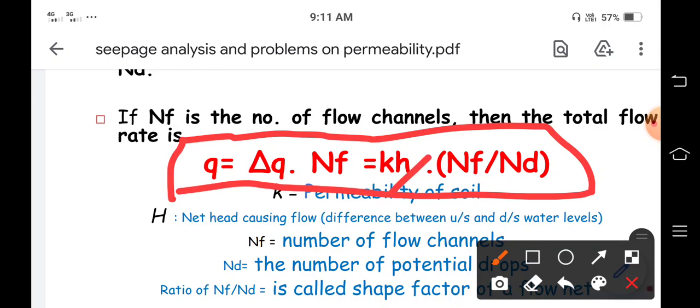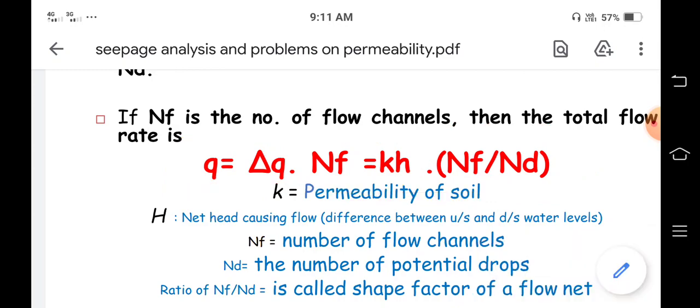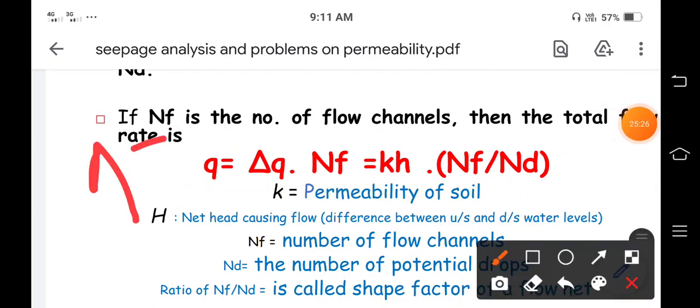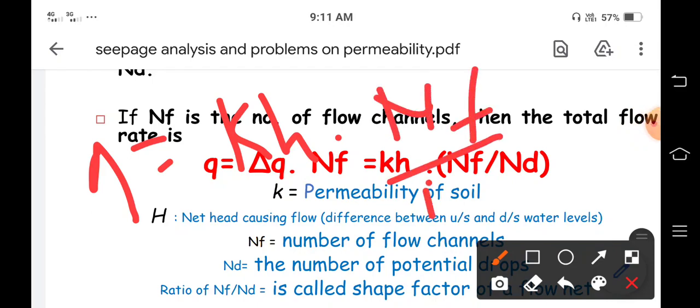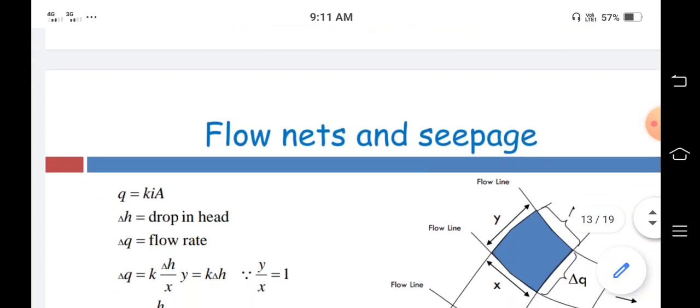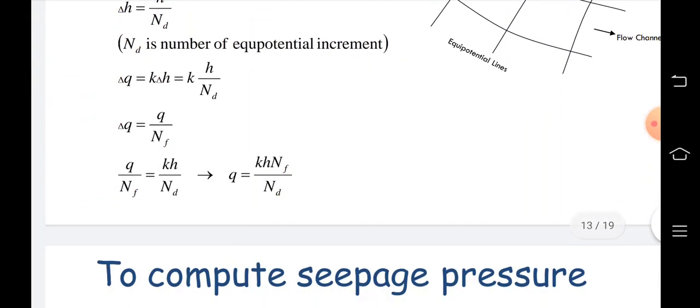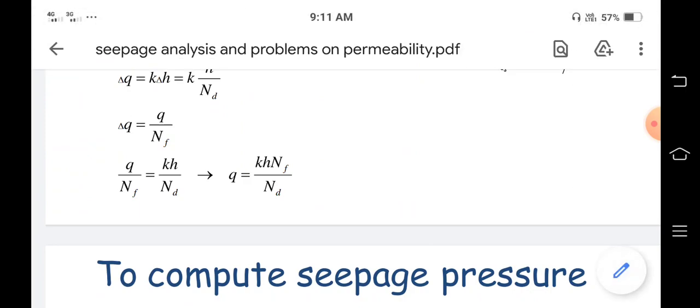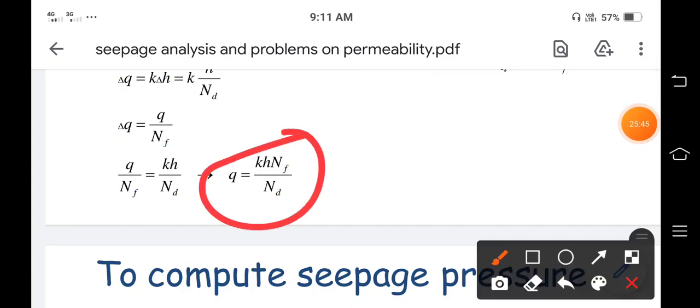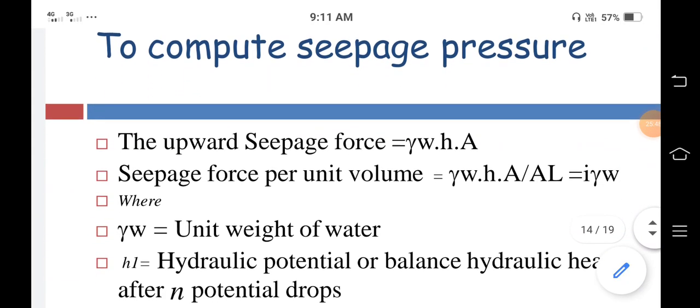So this K means the permeability, H means the head which is causing the flow, Nf means the number of flow channels, and Nd is the number of potential drops. And this ratio of Nf upon Nd is called the shape factor. So remember this formula, Q equal to KH into Nf upon Nd. You don't need to know how it came, so only remember this formula. Okay, next one, to calculate the seepage pressure.